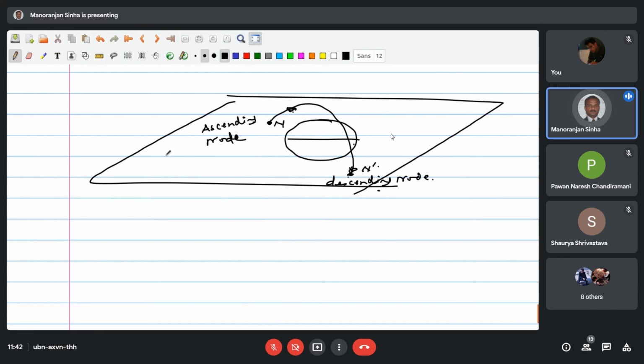In astrology, the same thing, you call this Rahu, and this point is called Ketu. So these are the points where the orbit cuts the xy plane: the ascending node and the descending node.